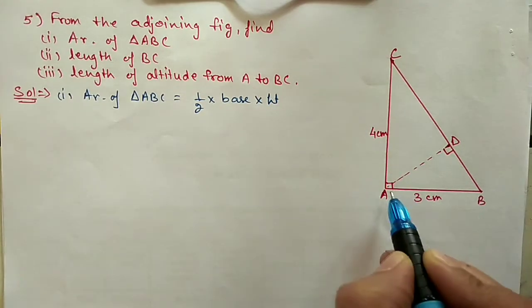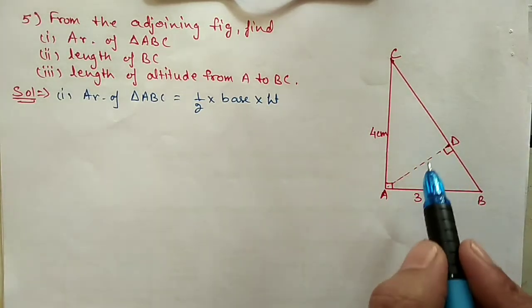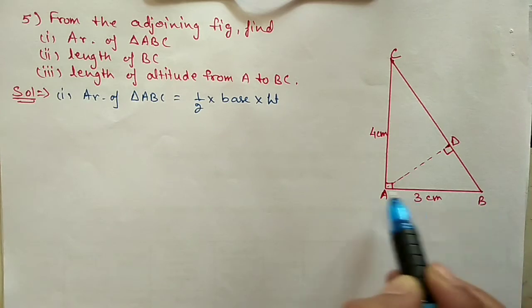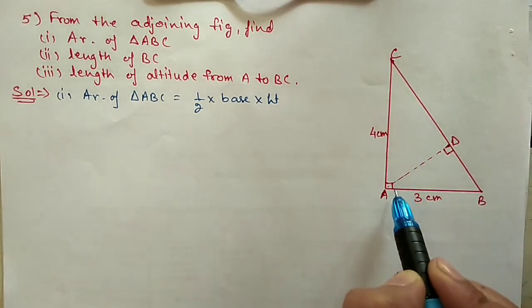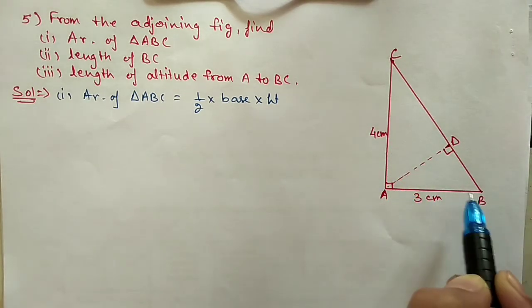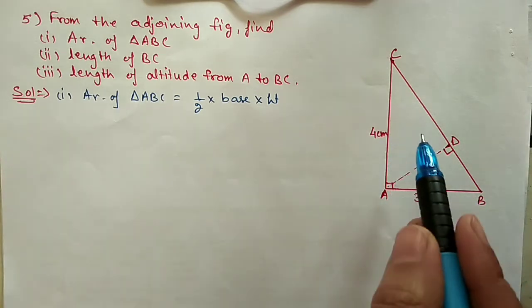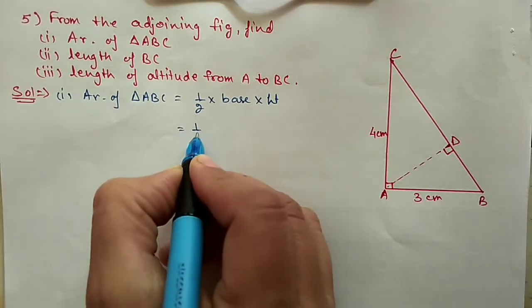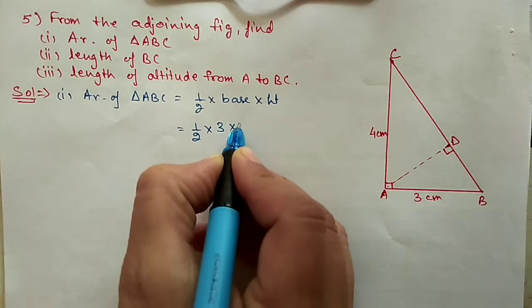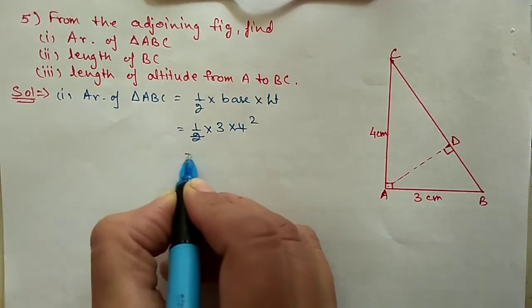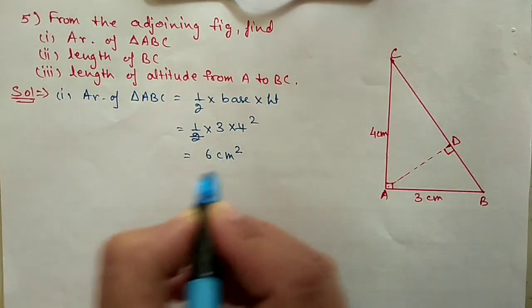So this is a right angle triangle, and in a right angle triangle, of the adjoining sides which share the 90-degree angle, any one we can take as the base and the other we can take as the height. So base and height are given, half into 3 into 4. Cancel out, we will get 6 centimeter square.